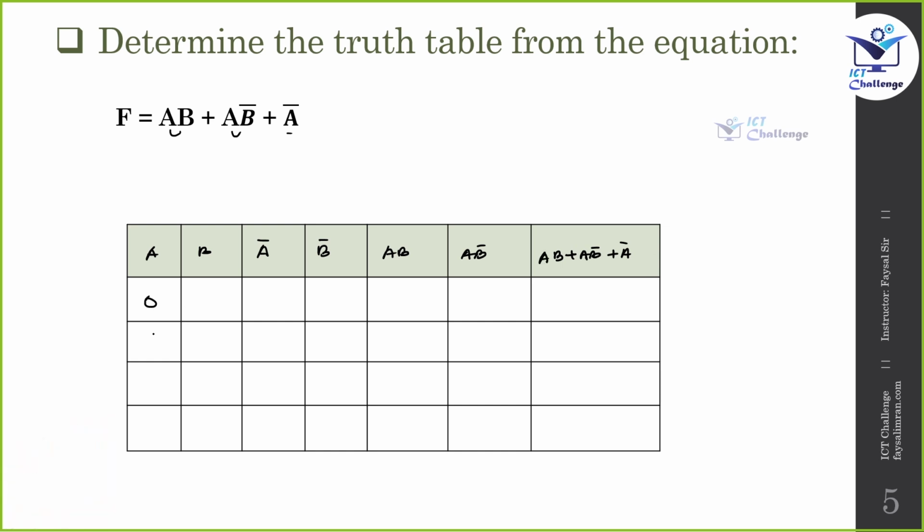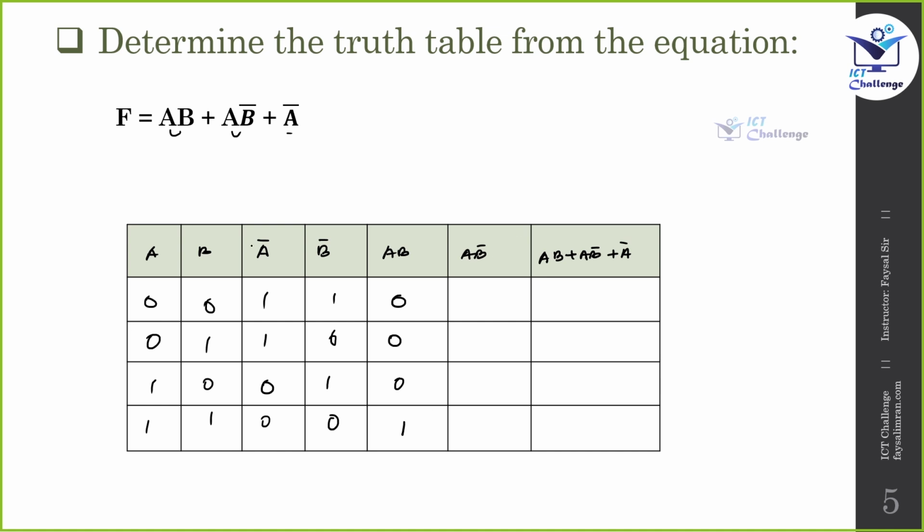So the values should be 0 0 1 1 and also 0 1 0 1. Here 1 1 0 0 is the opposite value of A, and 1 0 1 0 is the opposite value of B. Now you have to multiply A and B, so 0 0 0 1, meaning you will get three zeros, and 1 into 1 you will get 1.